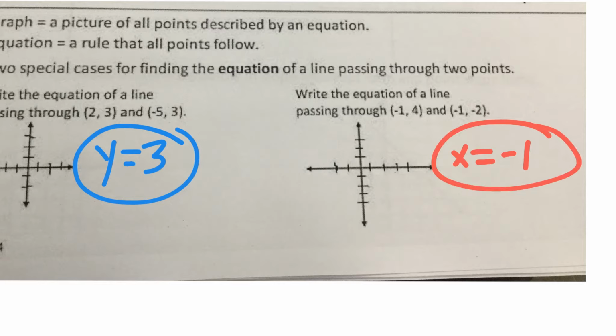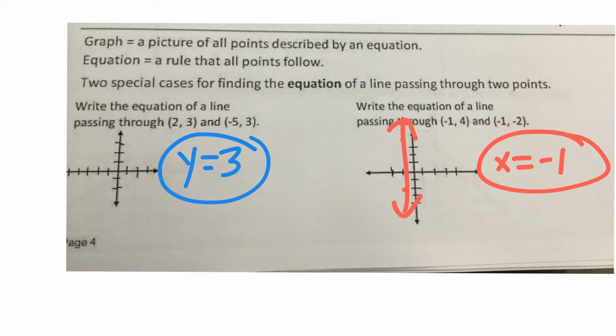And it can't be anything else. So again, if you were to graph these, negative 1, 4, negative 1, negative 2, that is going to be the vertical line where x equals a number. And then for y equals 3, we go to 2, 3, and we go to negative 5, 3. And that should be a horizontal line. Mine's not very good, but.